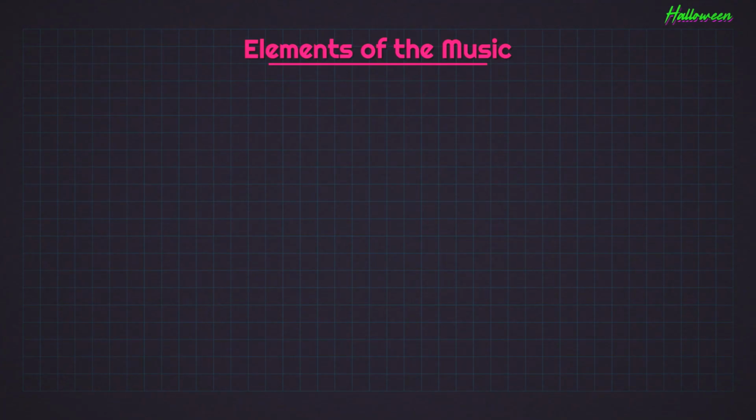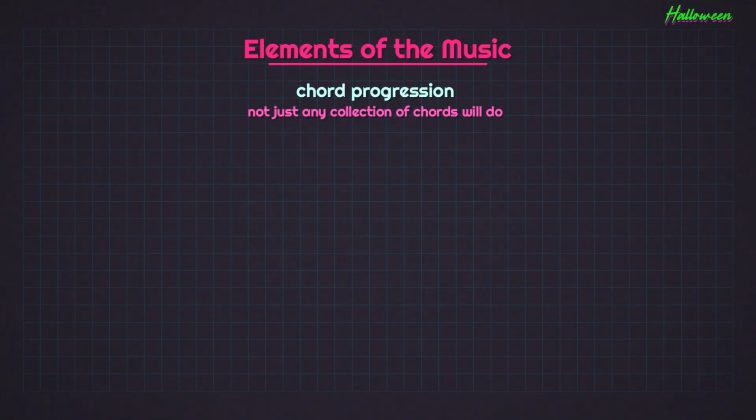There are many approaches that you can take to make spooky or atmospheric creepy music, and we're going to break it down into 3 sections. First, no surprise, we need a chord progression. The progression is important when making this type of music, not just any collection of chords will do.